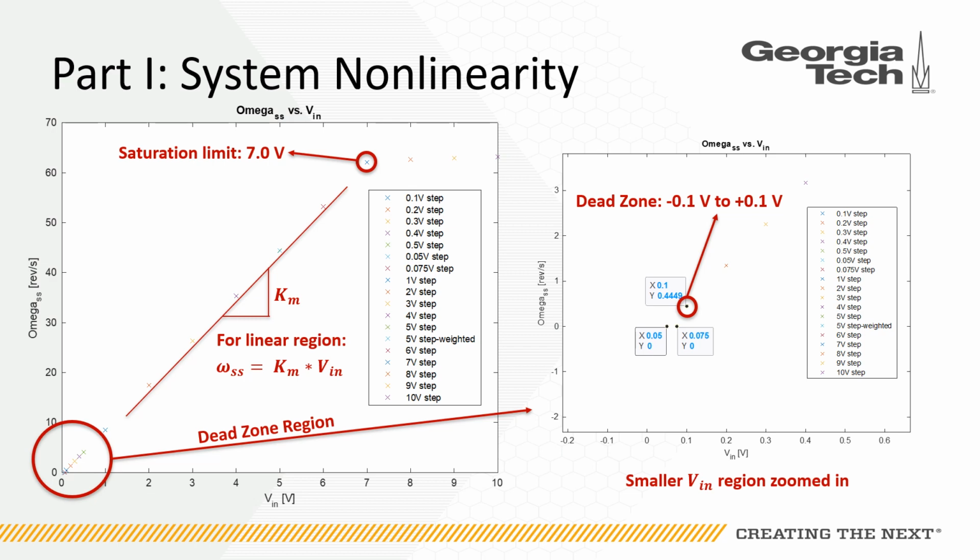As shown in the plot on the left, the saturation limit is 7.0 volts because starting at this Vn, the steady-state omega remains at 62 revolutions per second even as Vn increases. As shown in the zoomed-in plot on the right, the dead zone is between negative 0.1 volts to positive 0.1 volts because at this input voltage range, the omega steady-state value remains at 0.